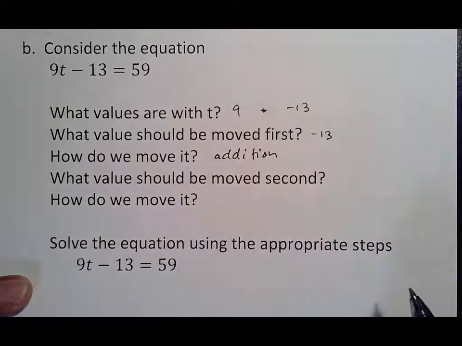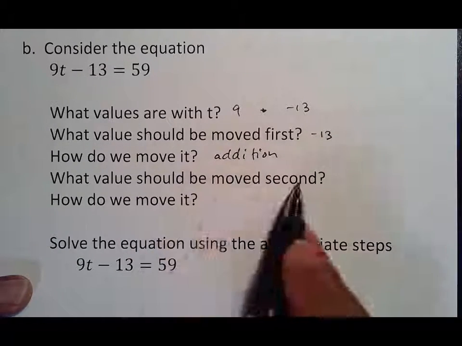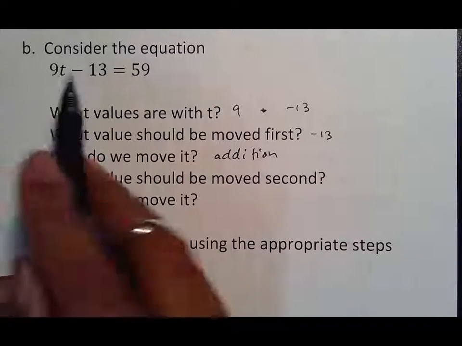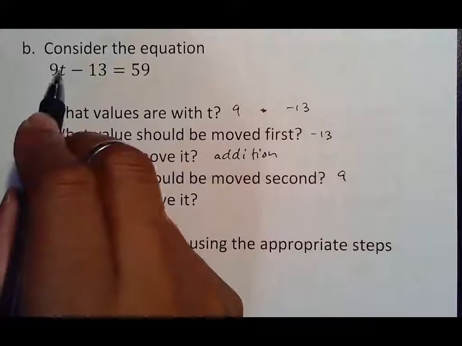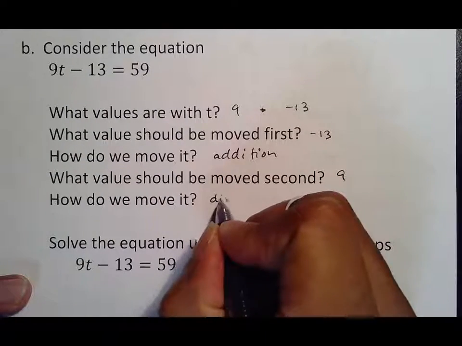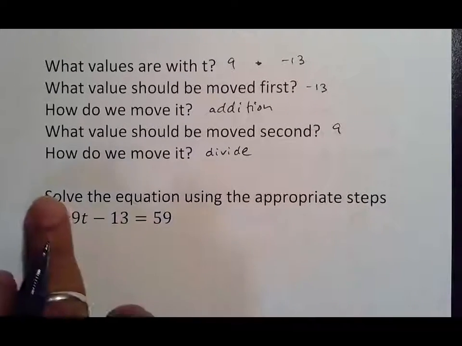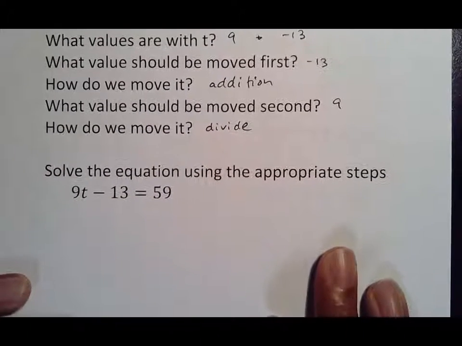Is by addition. What should be moved second, obviously, is the 9, because that's right next to it. That is a very close friend. 9 and t are being multiplied, so again we will divide. And so now at the bottom, again, this is the part you want to copy. 9t minus 13 equals 59.